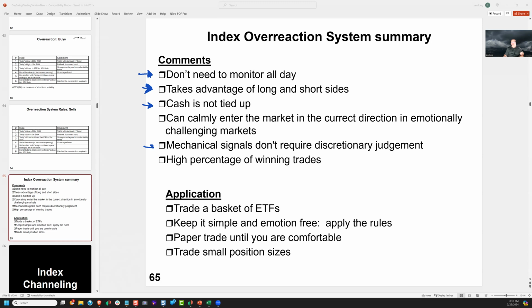It requires no discretionary judgment. It lets you remain calm. There's a high percentage of winning trades. We're going to use it in a basket of ETFs. Keep it simple. Paper trade until you're comfortable. Trade small position sizes.